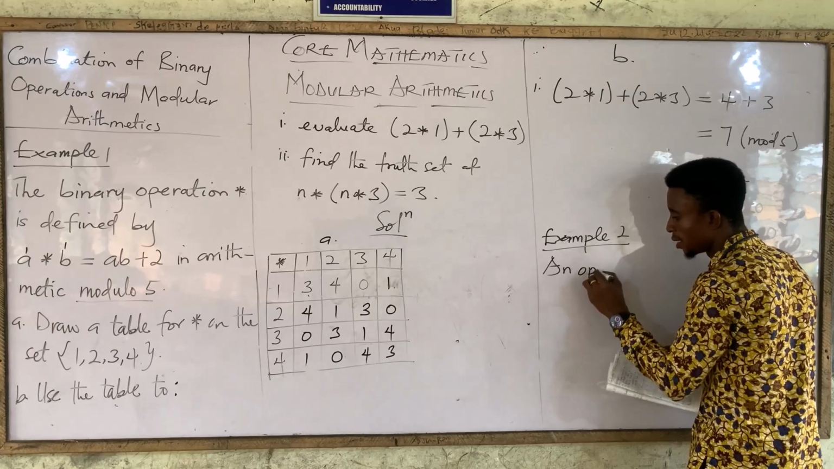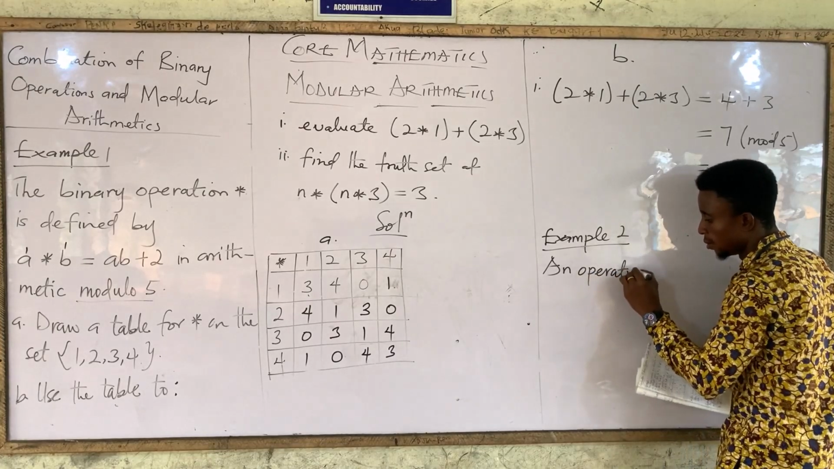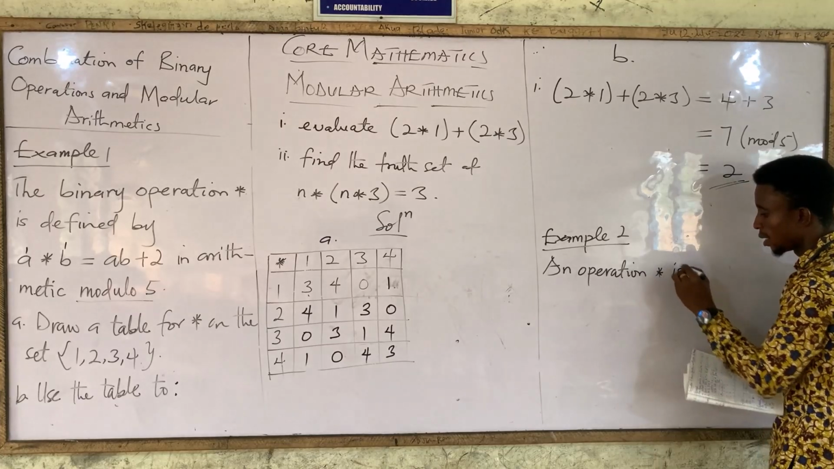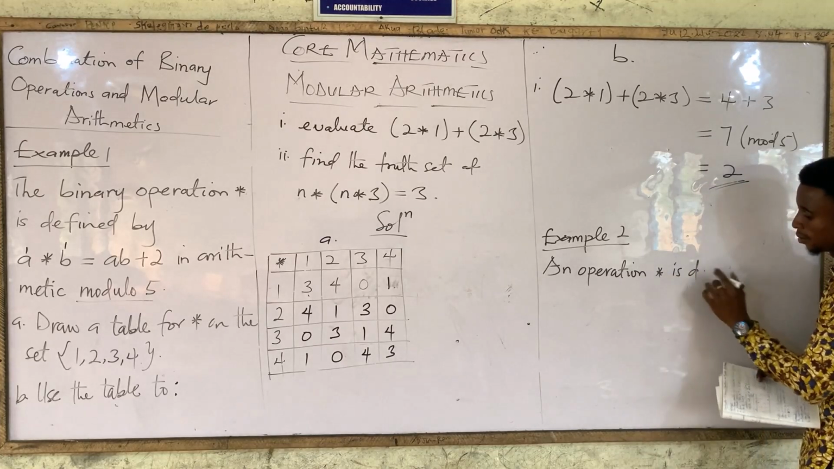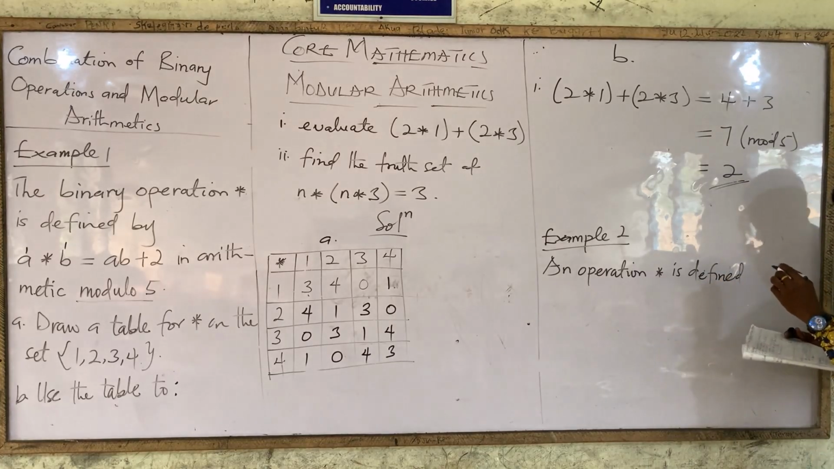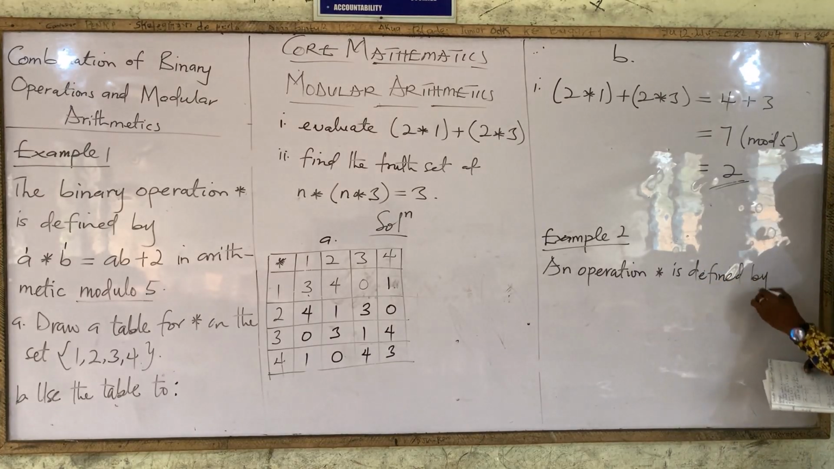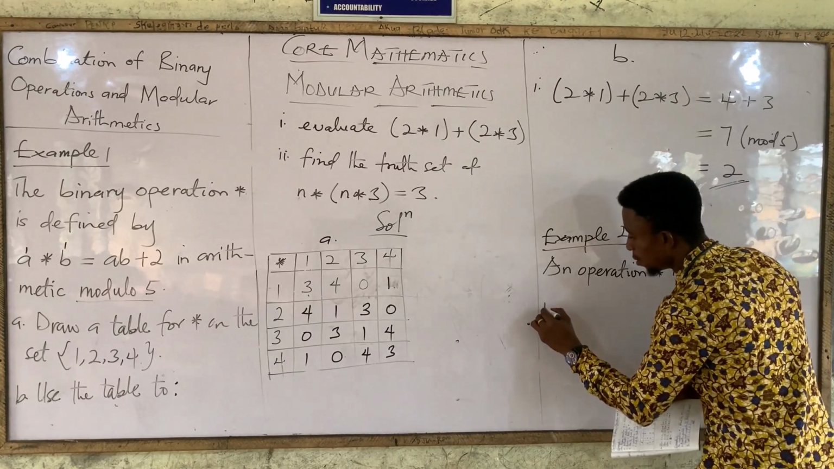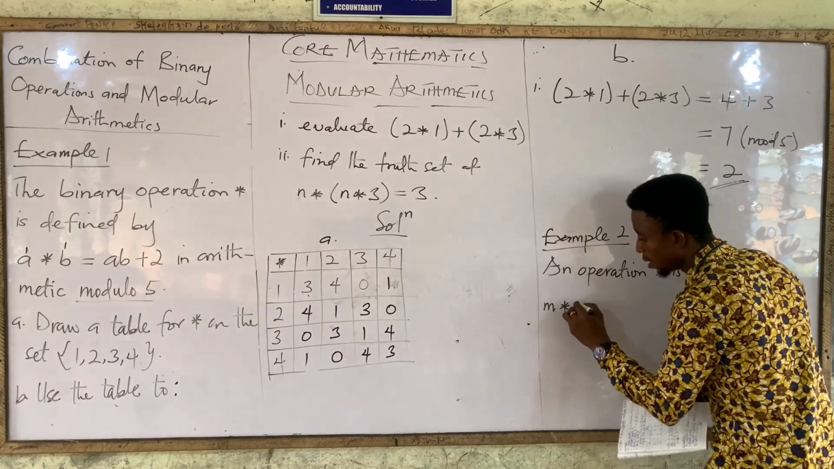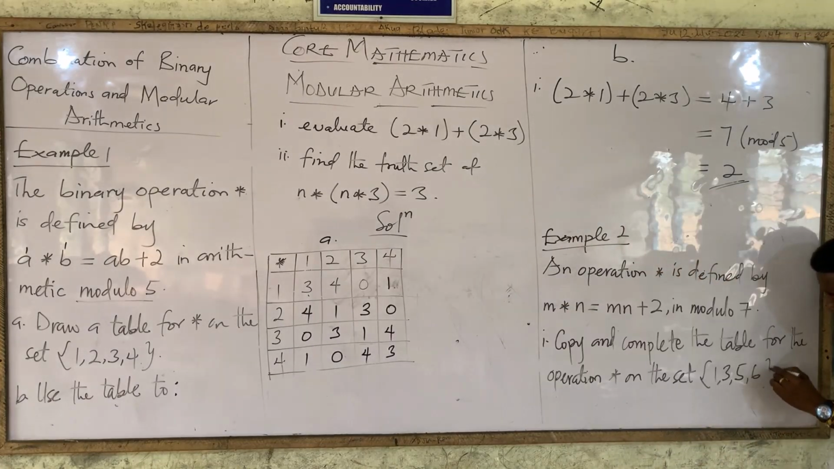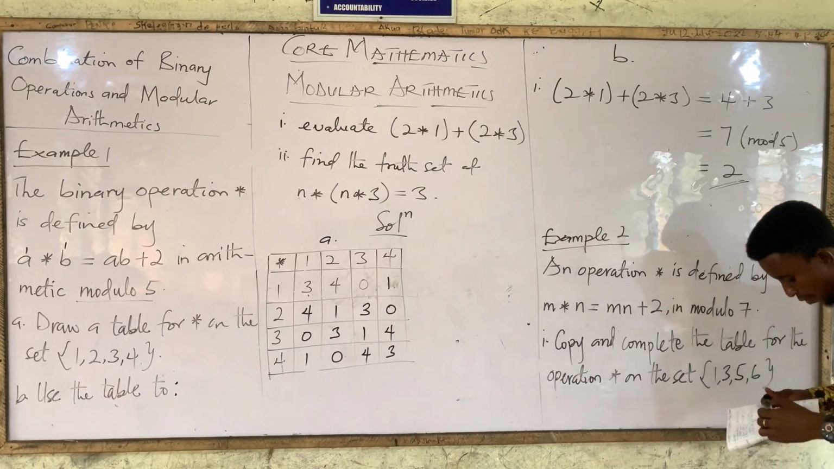And operation star is defined by n star n, which is equal to 1, 3, 5, 6.